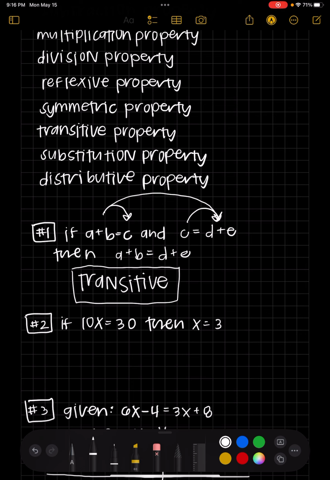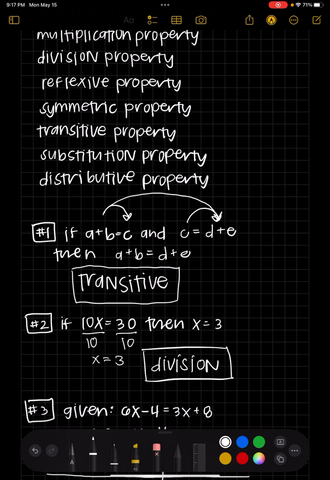All right. Now the second example says if 10x is equal to 30, then x is equal to 3. On this one, the way that I like to think about it is, how would I solve this? So to solve it, what I would do is I'd actually divide each side by 10, right? Because I want to get the x by itself. Well, if I divide each side by 10, I end up with x is equal to 3, which is great. But in order to do that, I needed to use the division property because I divided both sides. So the property that I used here is the division property.